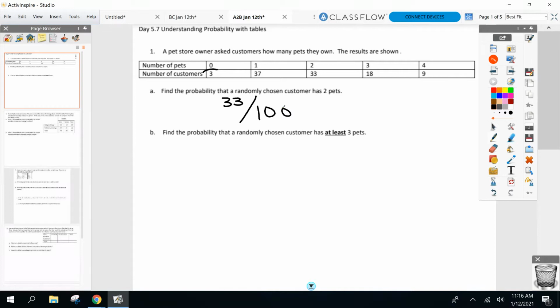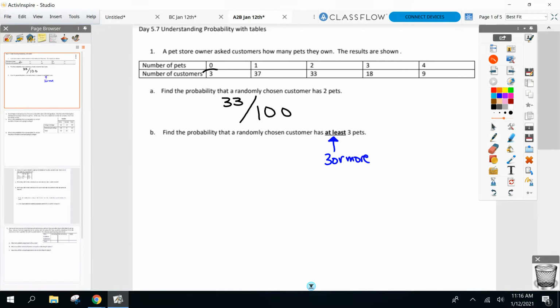What about part B? They have at least 3 pets. Now you guys got to remember what at least meant. At least 3 pets. Anybody want to give me, in their own words, what at least means to them? At least 3? Go ahead and chime in if you want to tell me what at least 3 means to you. 3 or more. There we go, 3 or more.